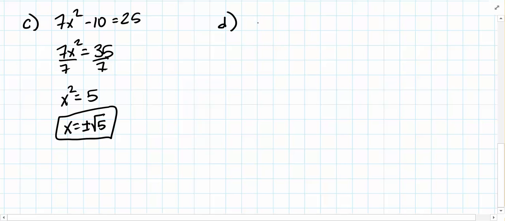Last one for this box, let's do 2x squared plus 9 is equal to 13. Alright, Hank, what would we do first?